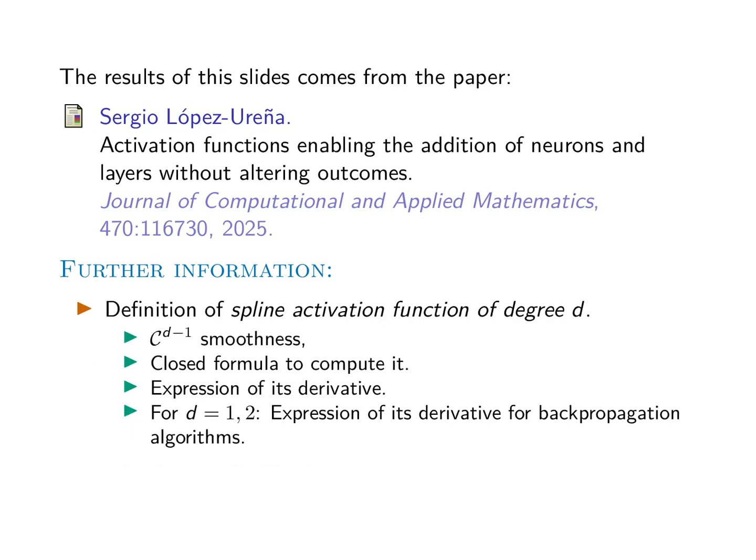In particular, for the spline activation function of degree D, we prove that they are C^(D-1) smooth. We give a closed formula to compute it, and also a closed formula to compute its derivative, and even for the particular case D equal to 1, 2, that are the ones in the examples of these slides, we give an expression of the derivative in a backpropagation style.